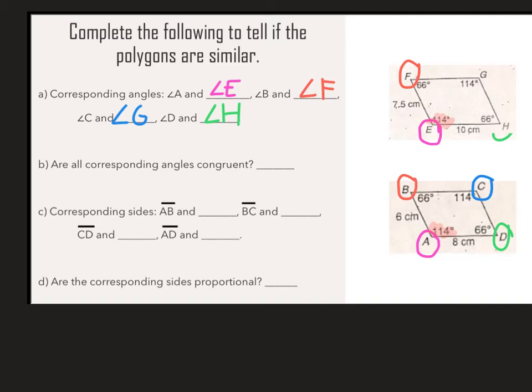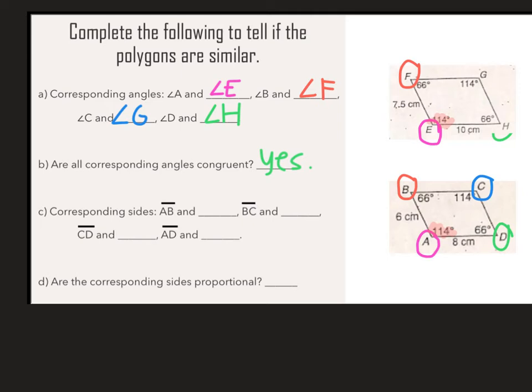They're all oriented the same exact way, which is super important. Your angles have to match, 66 degrees, 66 degrees. So letter B just asks, are all corresponding angles congruent? So are all of the angles that we said corresponded, do they all equal the same thing? And we just figured out that yes, they do. So we can just put yes.